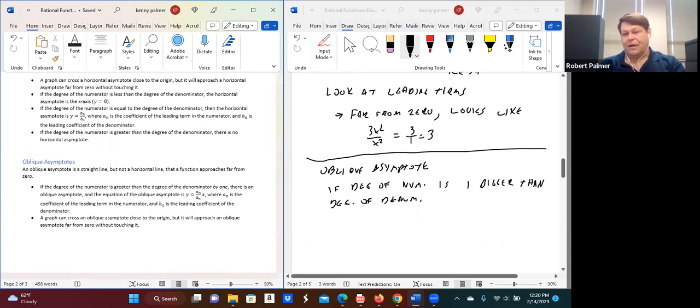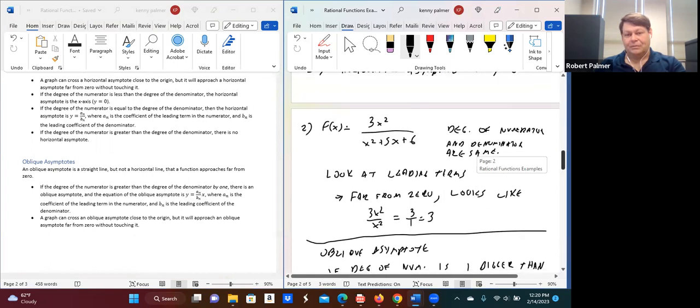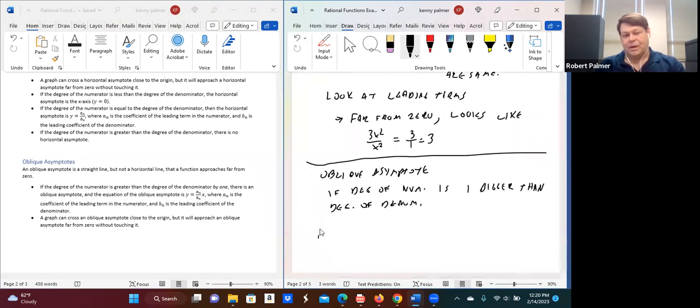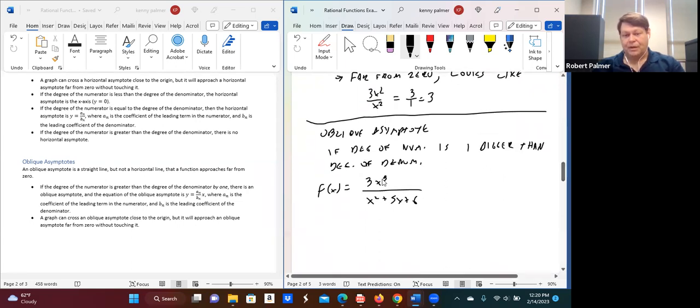Let's modify our example again. Let's say we have f of x is equal to 3x cubed over x squared plus 5x plus 6. So let's take a look at that. This is one larger. We have x cubed over x squared, that's one larger. So it's called our oblique asymptote.